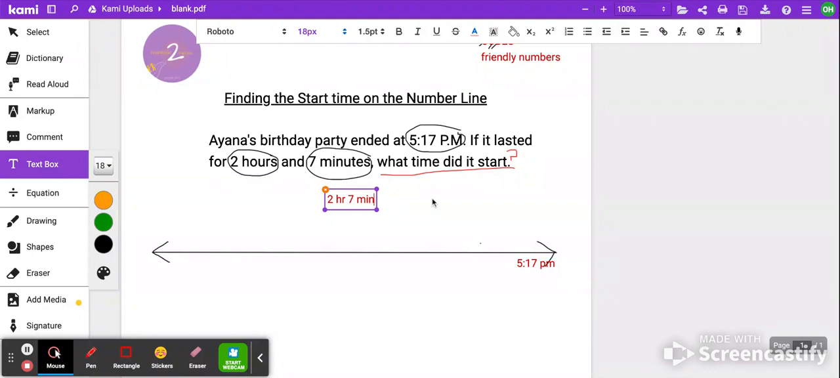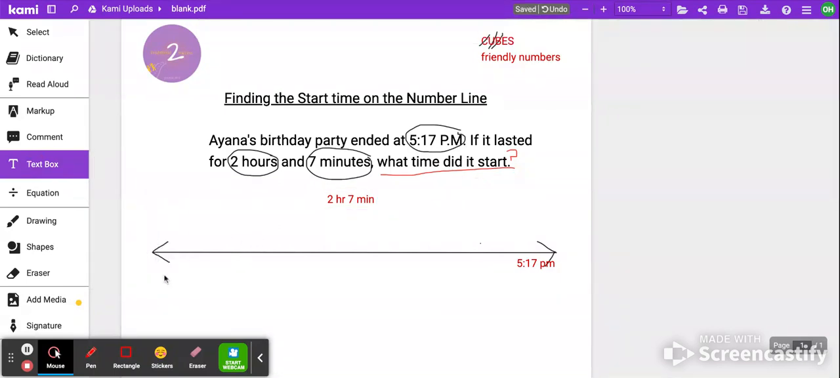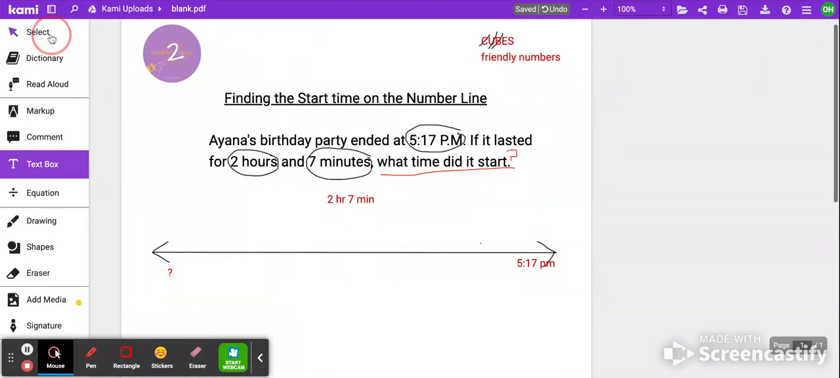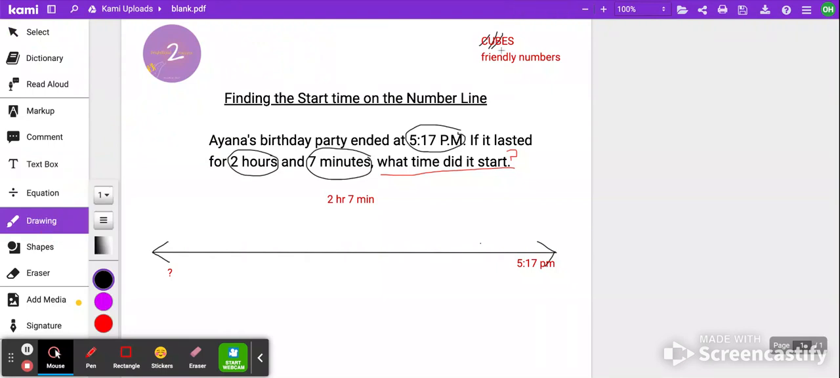Then it says, what time did it start? Well, since I don't know what time it starts, I'm going to put over here a question mark since that's what I'm actually trying to find out. All right, so now we can go ahead and line through the E. So hold on one second. I'm going to grab my drawing tool. I'm going to line through the E.